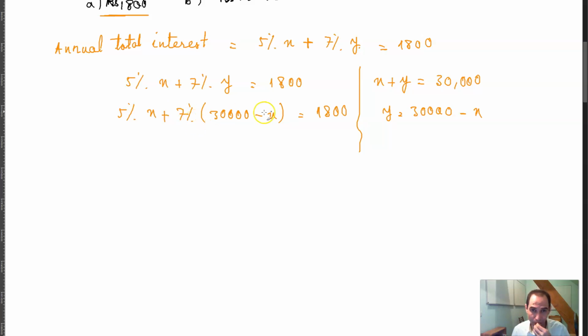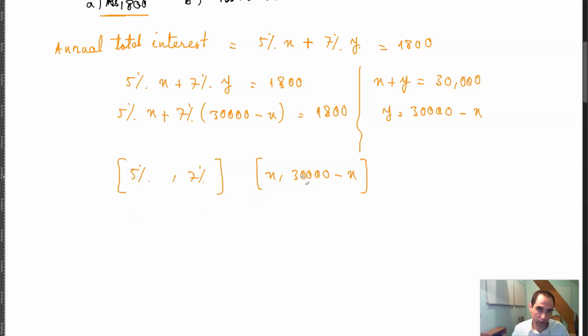Now of course I need to do this using the concept of matrix multiplication. The rates of interest of the two bonds are 5% and 7%, and the amounts of investment that I can do are x and 30,000 minus x. You see that 5% has to be multiplied by x and 7% has to be multiplied by this one, and it has to be equal to 1800.